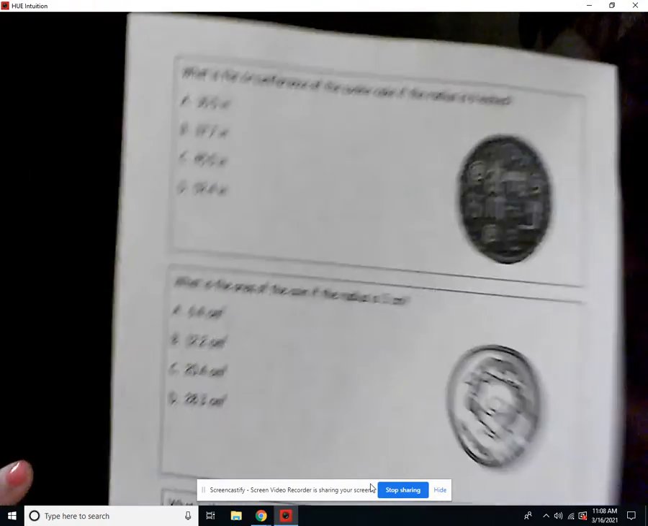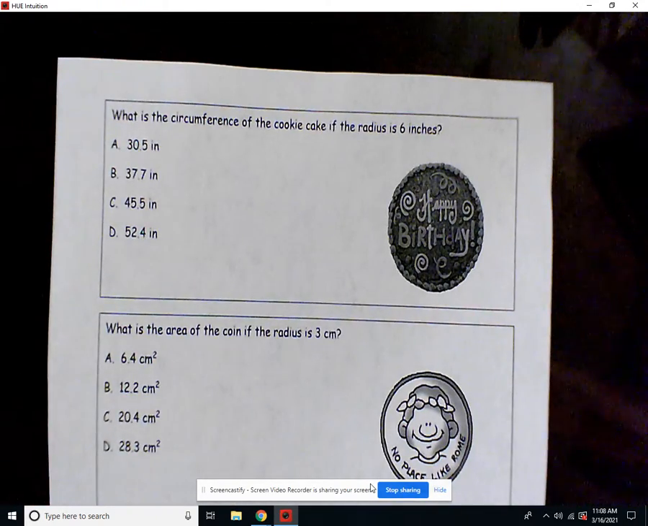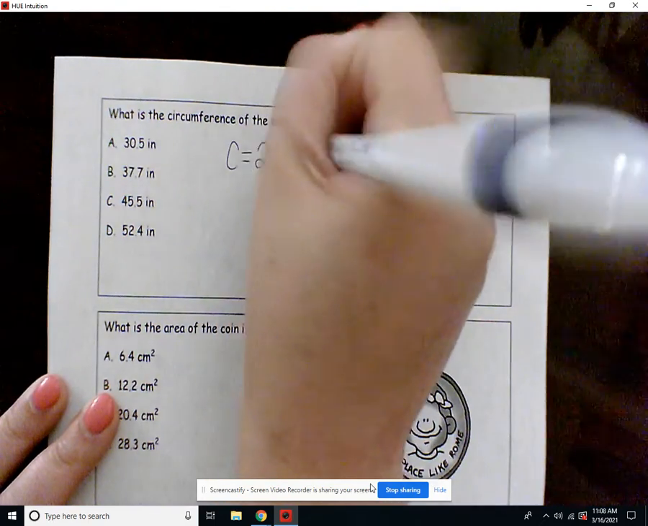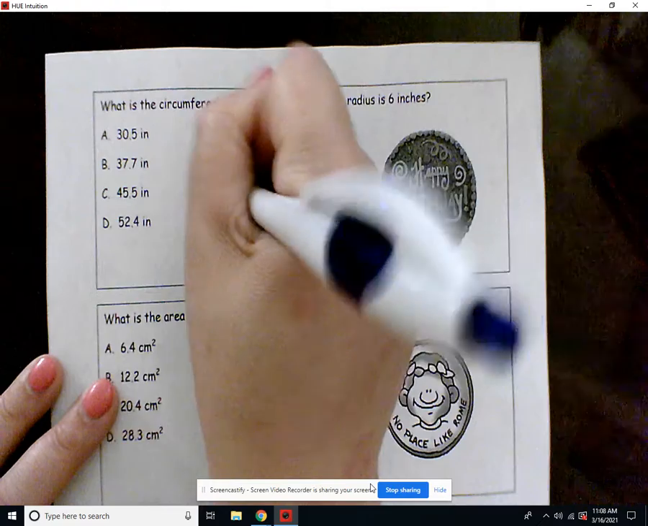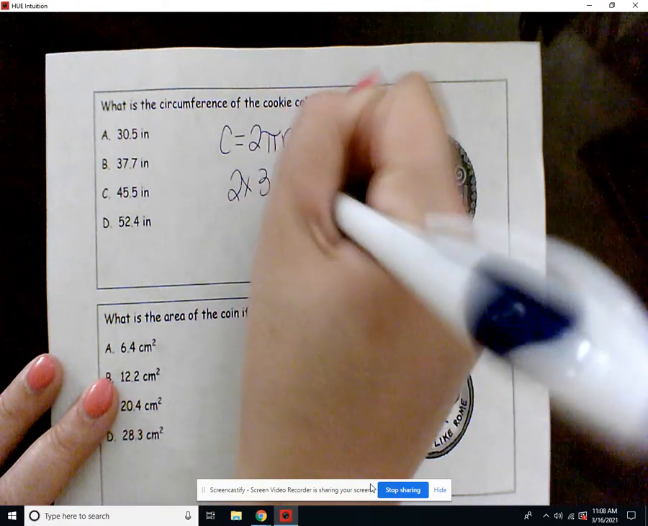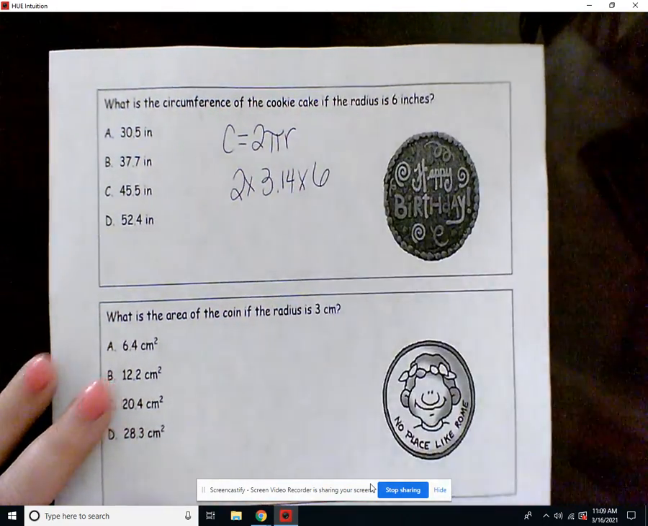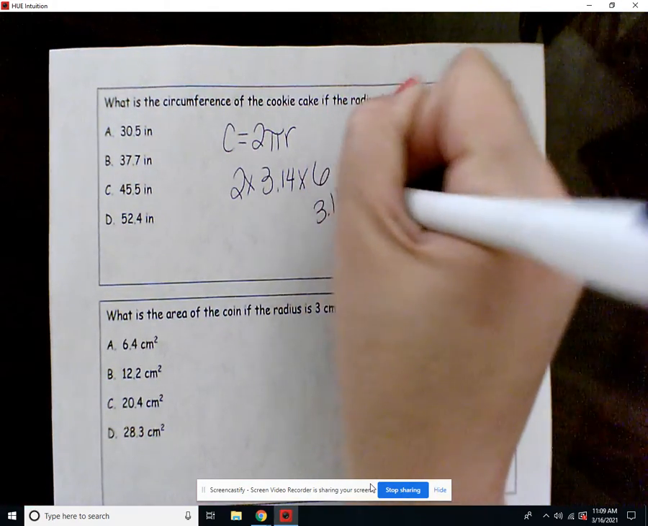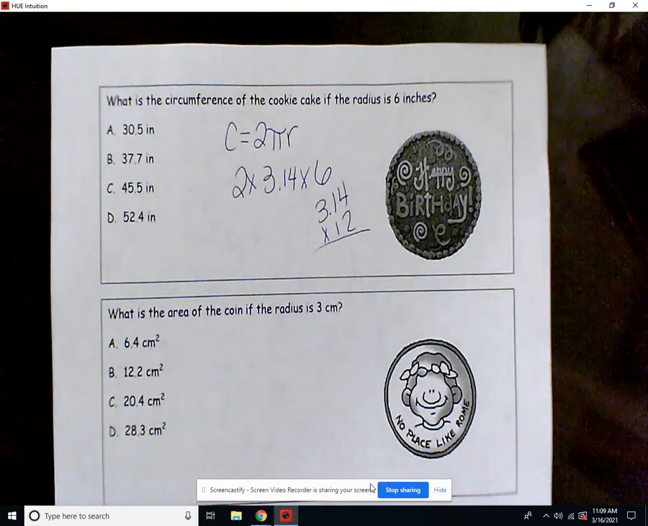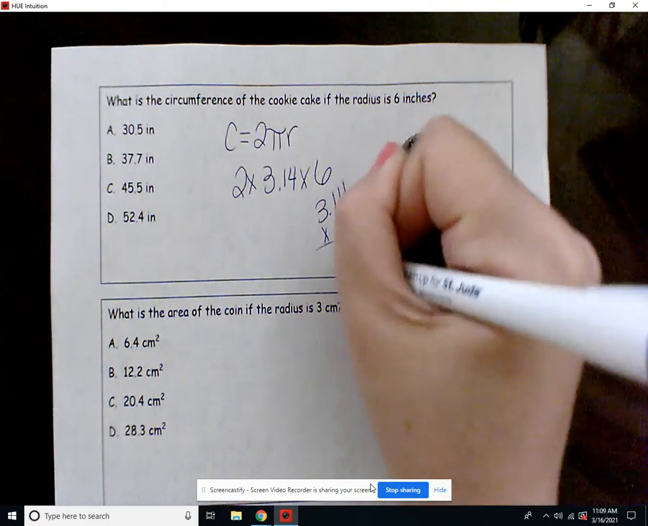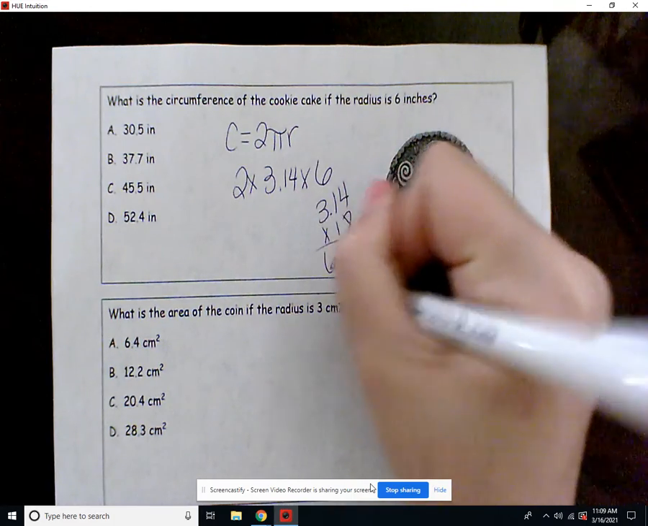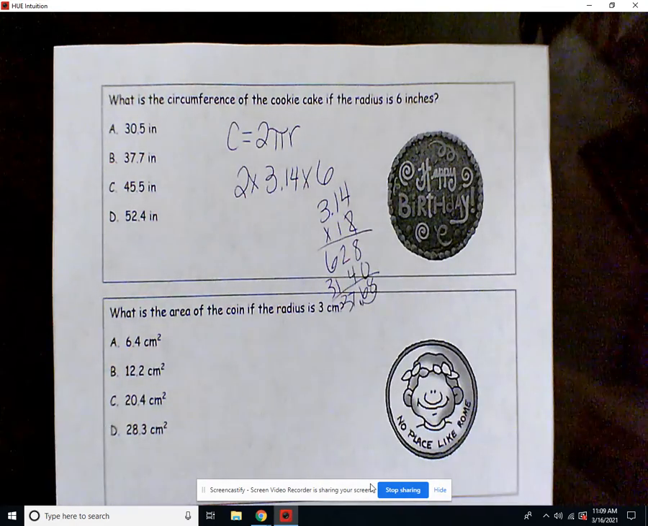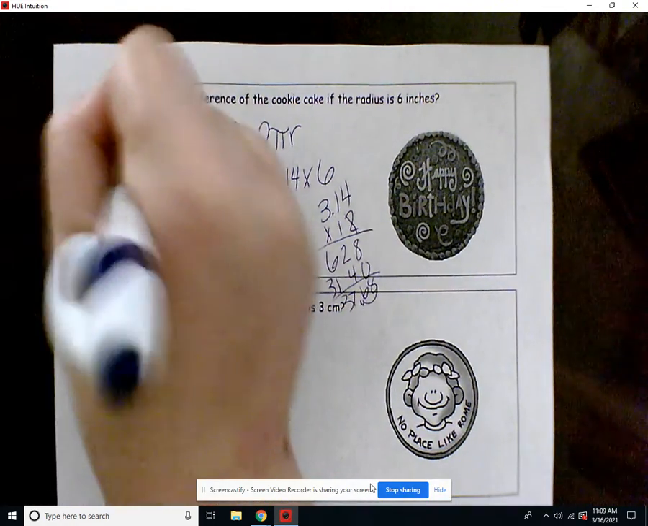All right, so let's look at 3 more. What is the circumference of the cookie if the radius is 6 inches? So again, for circumference and a radius, we're going to do 2 pi r. So we're going to have 2 times 3.14 times our radius, which is 6. So again, multiply the whole numbers. 2 times 6 is 12. And then we'll do 3.14 times 12. And then again, we'll find the closest answer. So 37.68, and that's going to be closest to B.